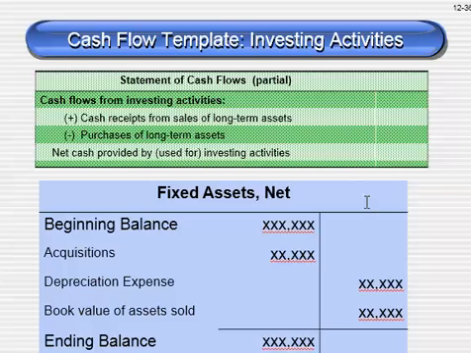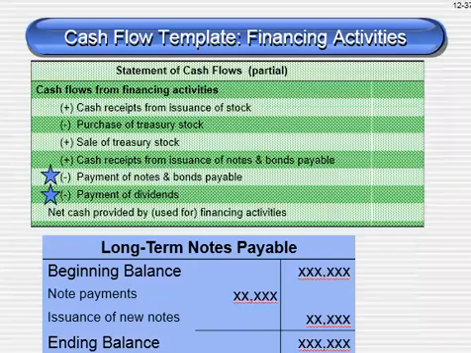And if we were to draw a basic T account of our fixed assets, you can see here that our beginning balance would be on the debit side, and then we would add any acquisitions. We would subtract through a credit depreciation expense and the book value of any assets that were sold, and that gives us our ending balance for our fixed assets.